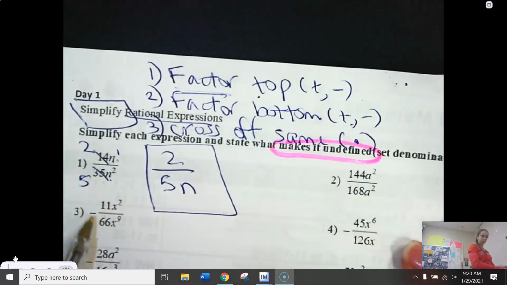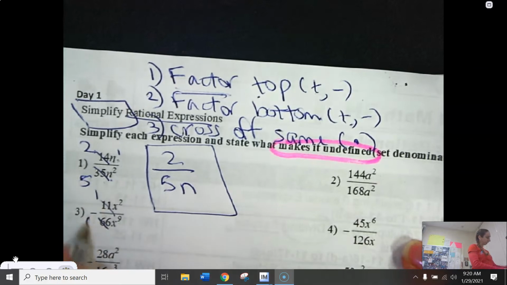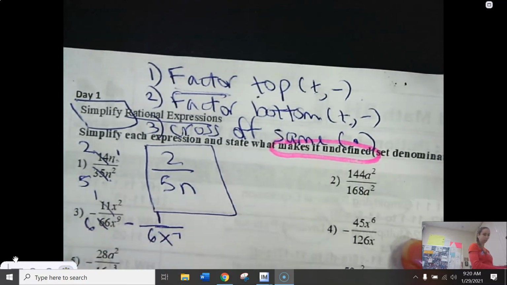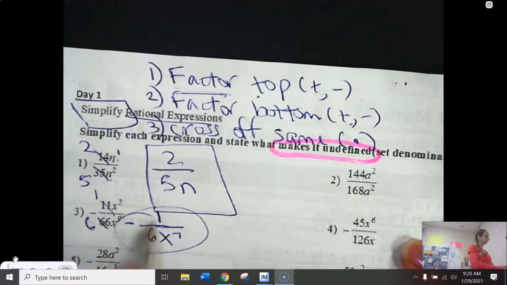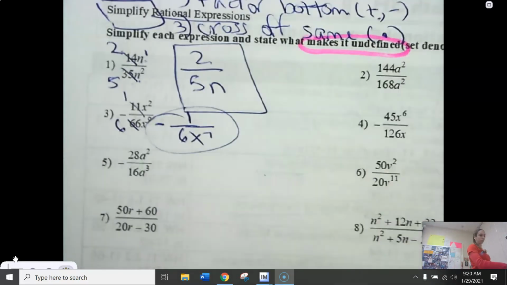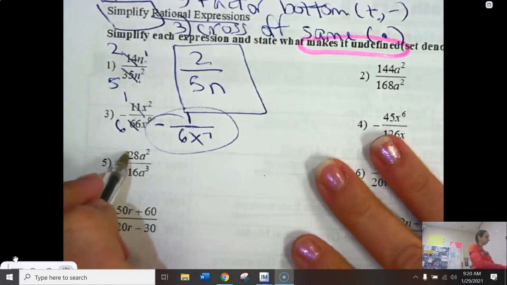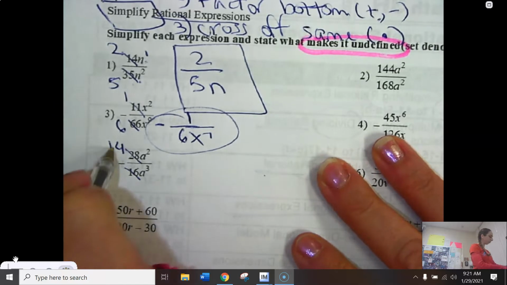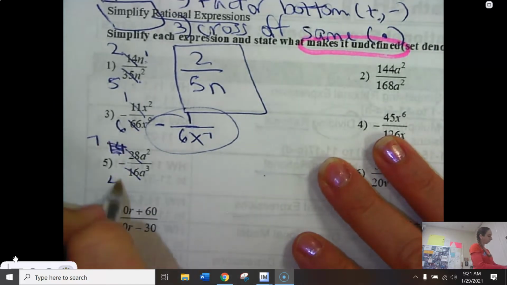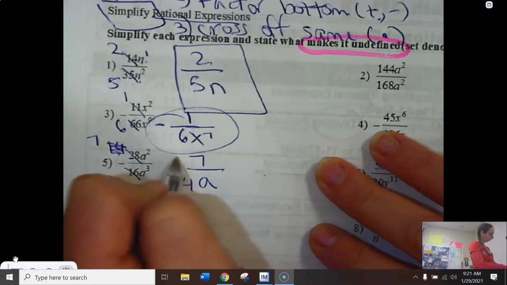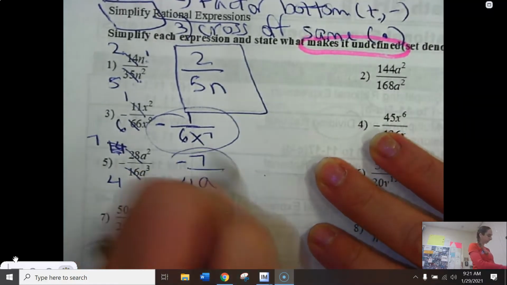Let's go to this one. 11 goes into 66, 11 times. There are 7 more x's on the bottom, 6 on the bottom, 1 and negative. You can either put the negative there or you can put it on top, but do not put it on the bottom. Okay, last one. 28 and 16 are both even, so they divide by 2. 14 and 8, divide by 4, just kidding. 7 and 4, and there's 1 more a on the bottom, 7, 4. This time I'll put the negative like this, so we can see it differently.